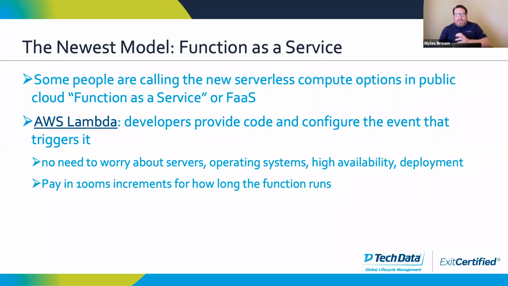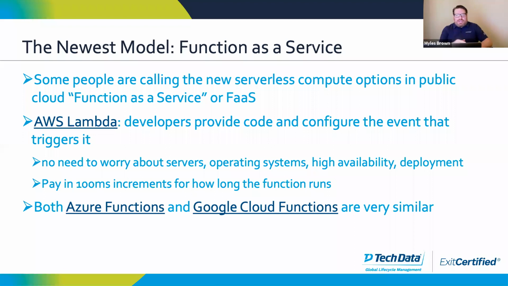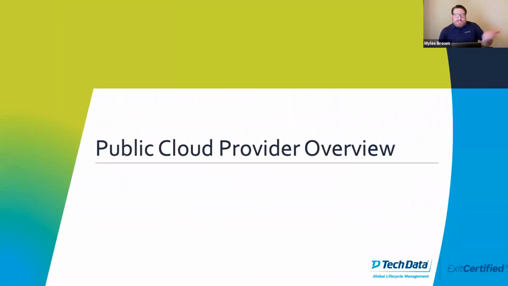Right? Now, AWS isn't alone in this. Azure has something called Azure Functions. Google Cloud has Google Cloud Functions. They're all very similar. AWS is, I think, probably the most mature of these, and it seems to be the most popular in that particular cloud. So let's talk a little bit about the three big cloud providers and maybe some of the other ones that we run into.